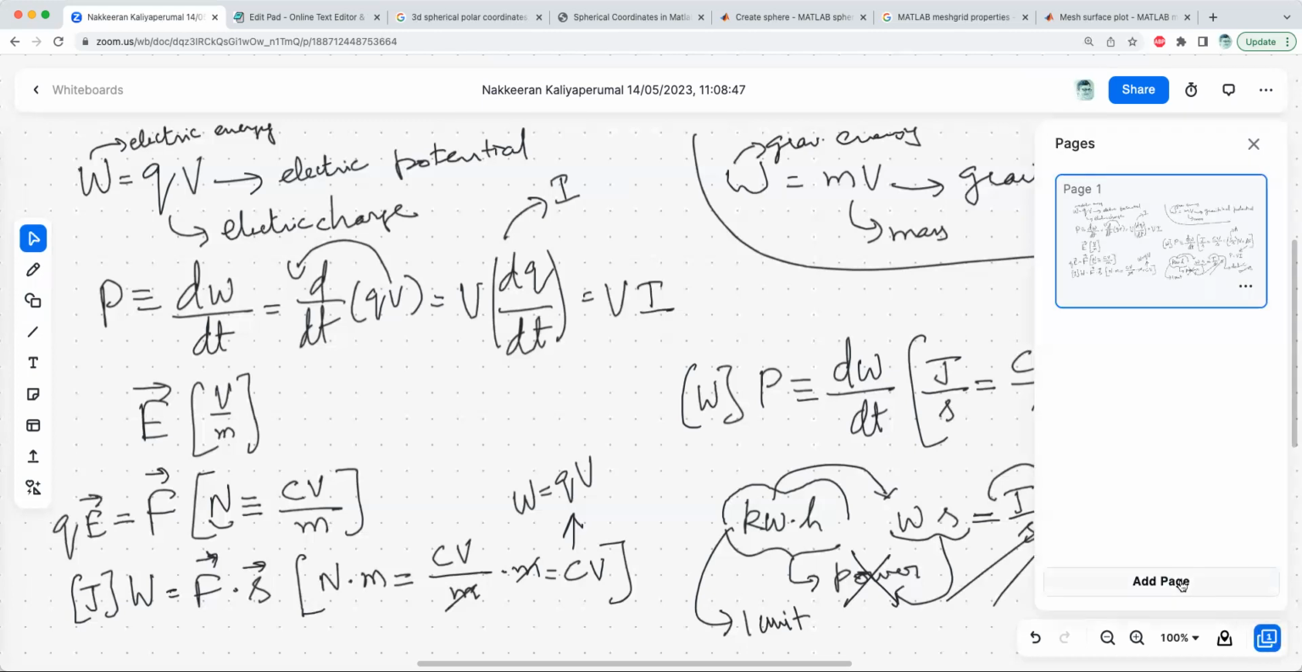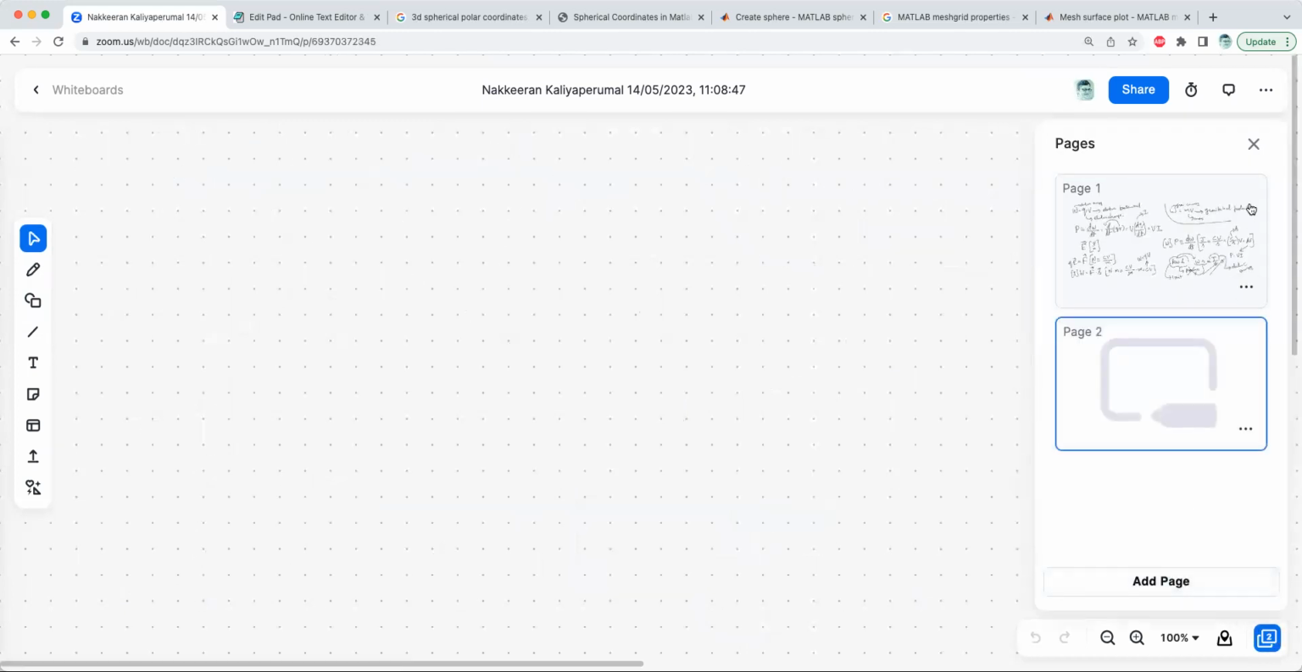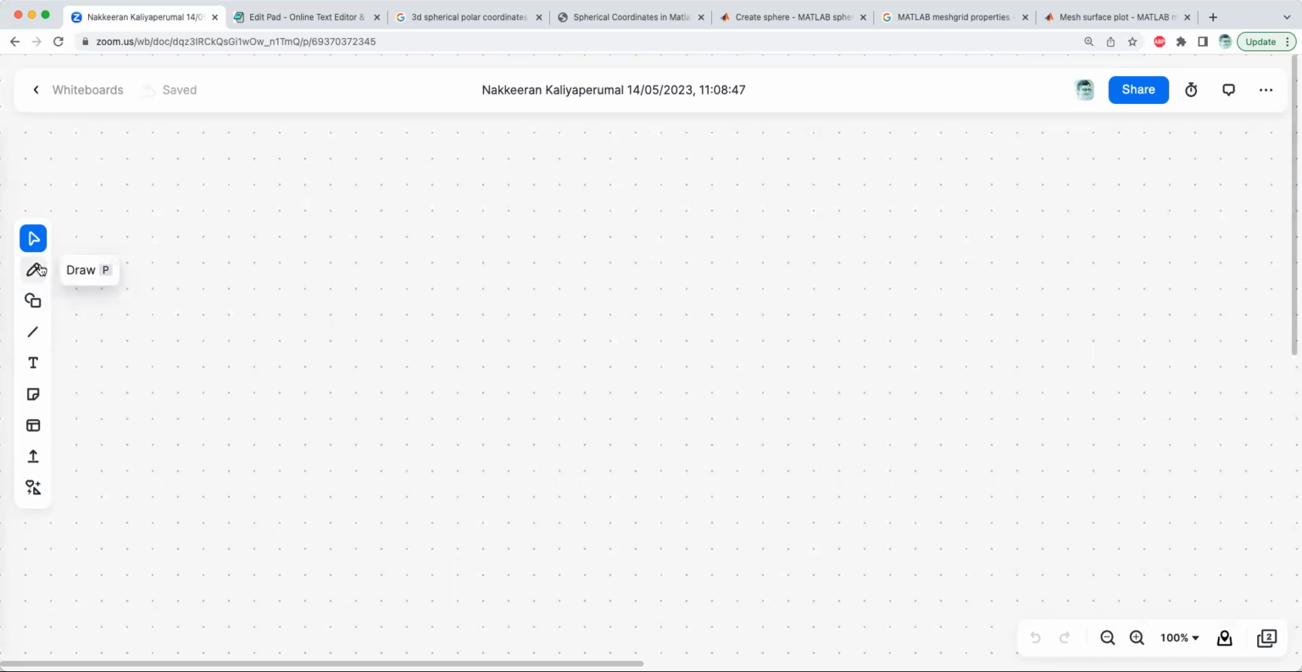Okay. So now with this, let's do a bit of some circuits with what we have just done. We have also looked into what a battery is. You're okay with that, right?